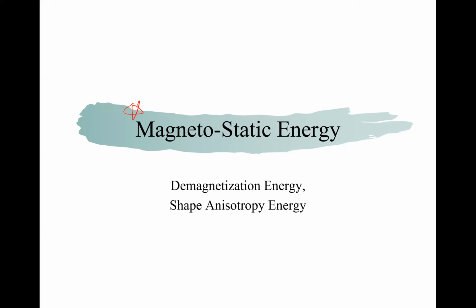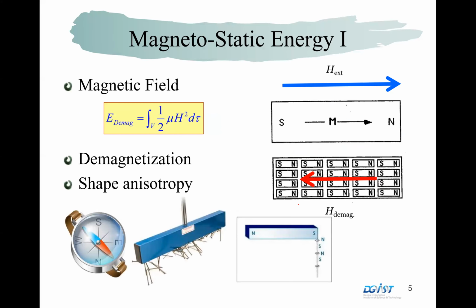Actually, that is very important, but I think many students have some problem understanding the meaning of the magnetostatic energy. And also, there are several different names for this magnetic energy, called the demagnetization energy or shape-related energy. There are many kinds of representation, but basically they have the same origin. So what is the origin?